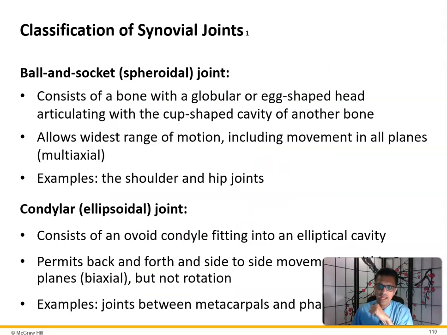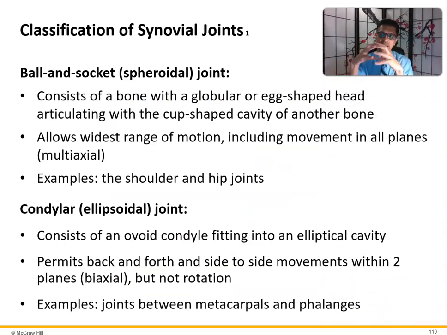Okay, now we get to the meat of the lecture, which is classification of the synovial joints. One common one is called the ball and socket. Just like it sounds, here's a ball, here's a socket, bam. My shoulder is a ball and socket. My hip is a ball and socket. It consists of a bone with a globular or egg-shaped head articulating with the cup-shaped cavity of another bone. It allows the widest range of motion, including movement in all planes. Examples include the shoulder and the hip.